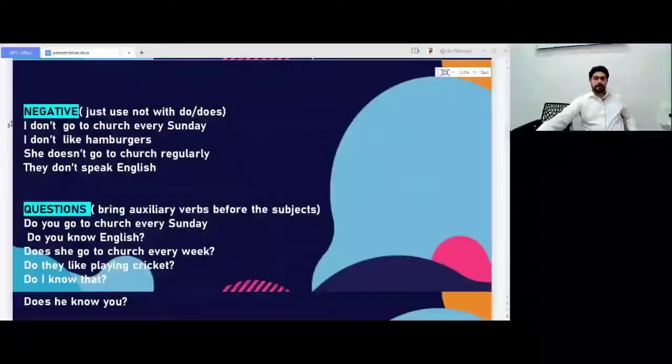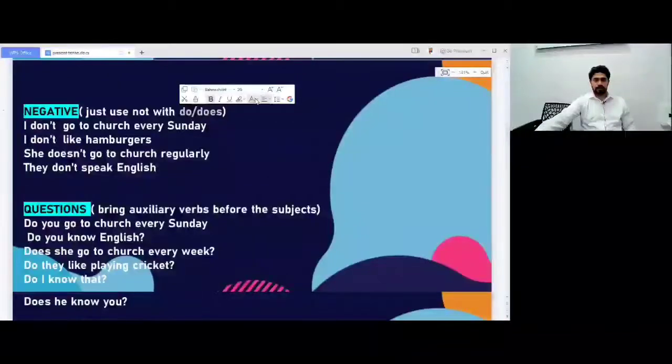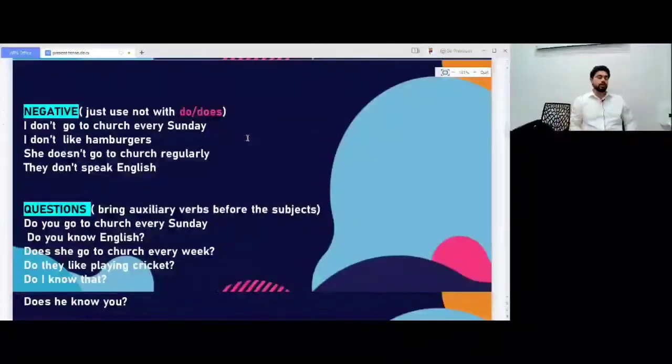So let's make some negative statements here. What you have to do is just put a not with the auxiliary verb. Here is the second most important thing. The first most important thing I've told you: singular verb, singular subject. The second thing is that you have to use the auxiliary verb do or does when you make a negative sentence. So just make some colors here. Yeah. So do or does.